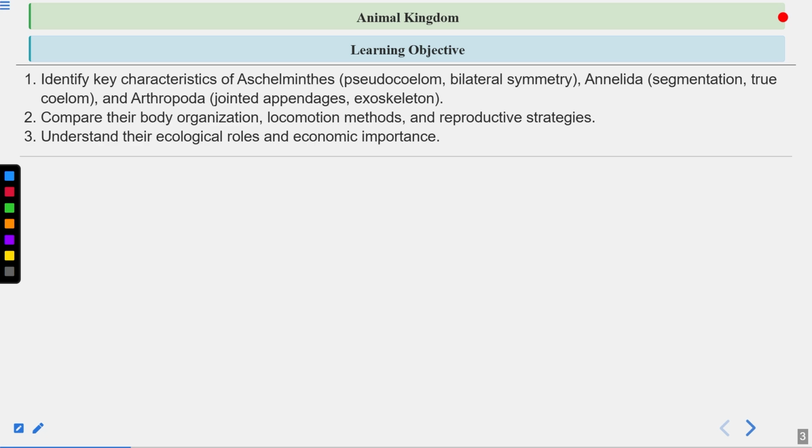And we will also understand their ecological role and economic importance, because every organism is important, right? Because they are part of our ecosystem, right? So let us start today's session.